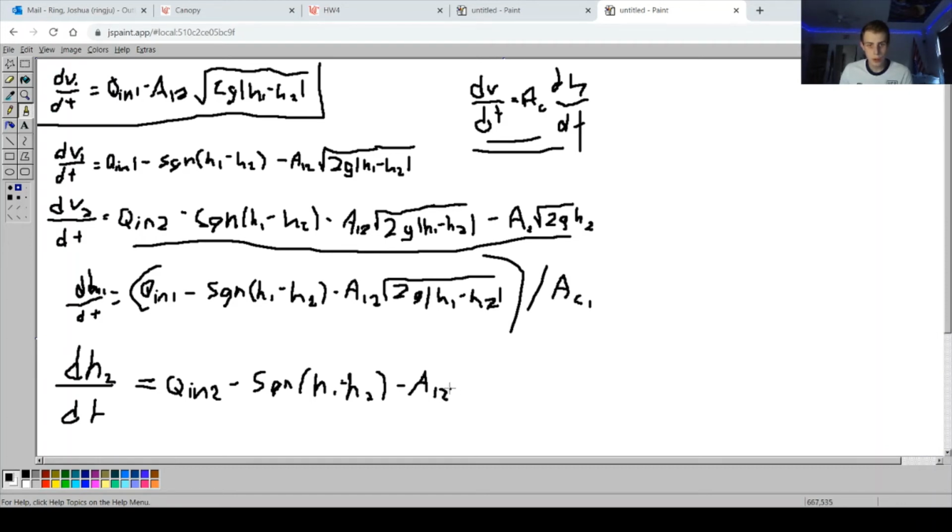So, just rewriting what we have. And then just a little reminder, this one is slightly different because we have to take account of the outlet flow. So that's what our A2 times 2GH is. And there's no difference in height because it's the last tank. And like I've mentioned many times, all of this is being divided by AC2.